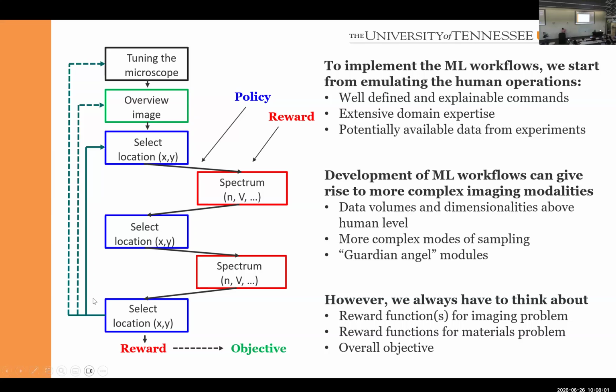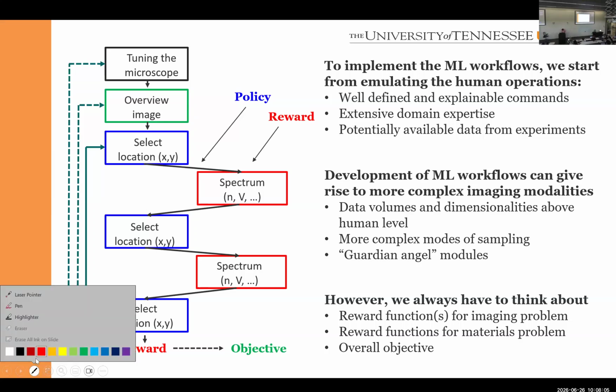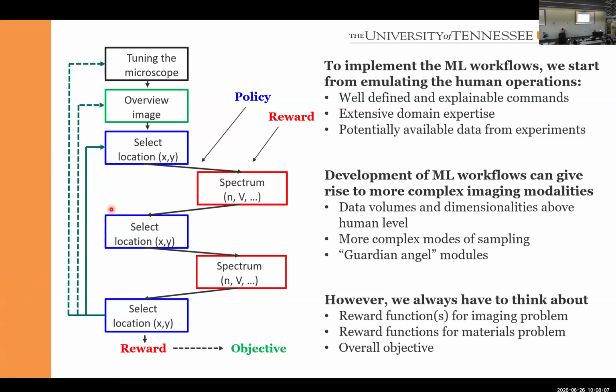That's an optimization problem in the parameter space of the settings of the aberration corrector. So in this particular case, if I look at these individual elements, for example, select location or select the parameters of the spectrum, this is a type of problem where we want to do optimization in a low dimensional parameter space.